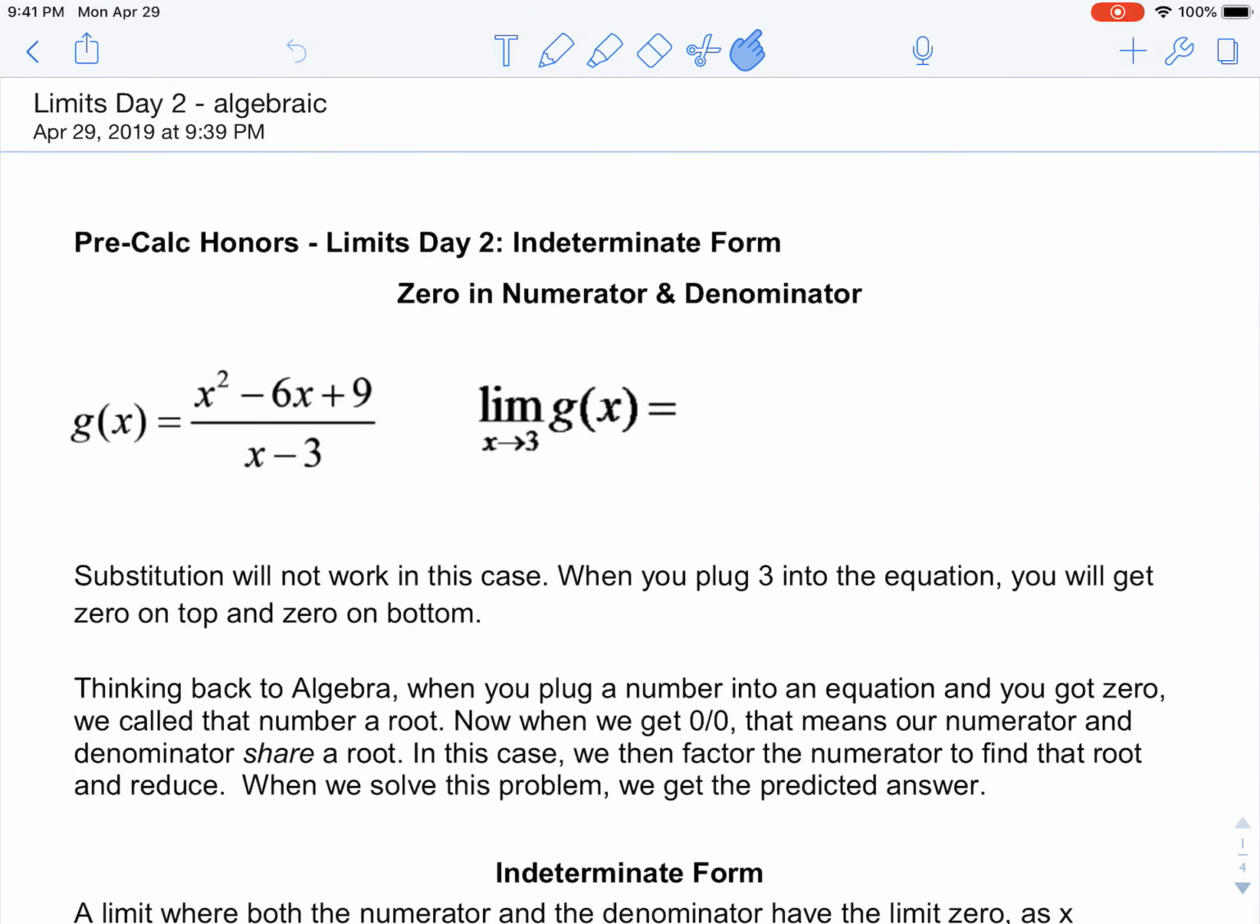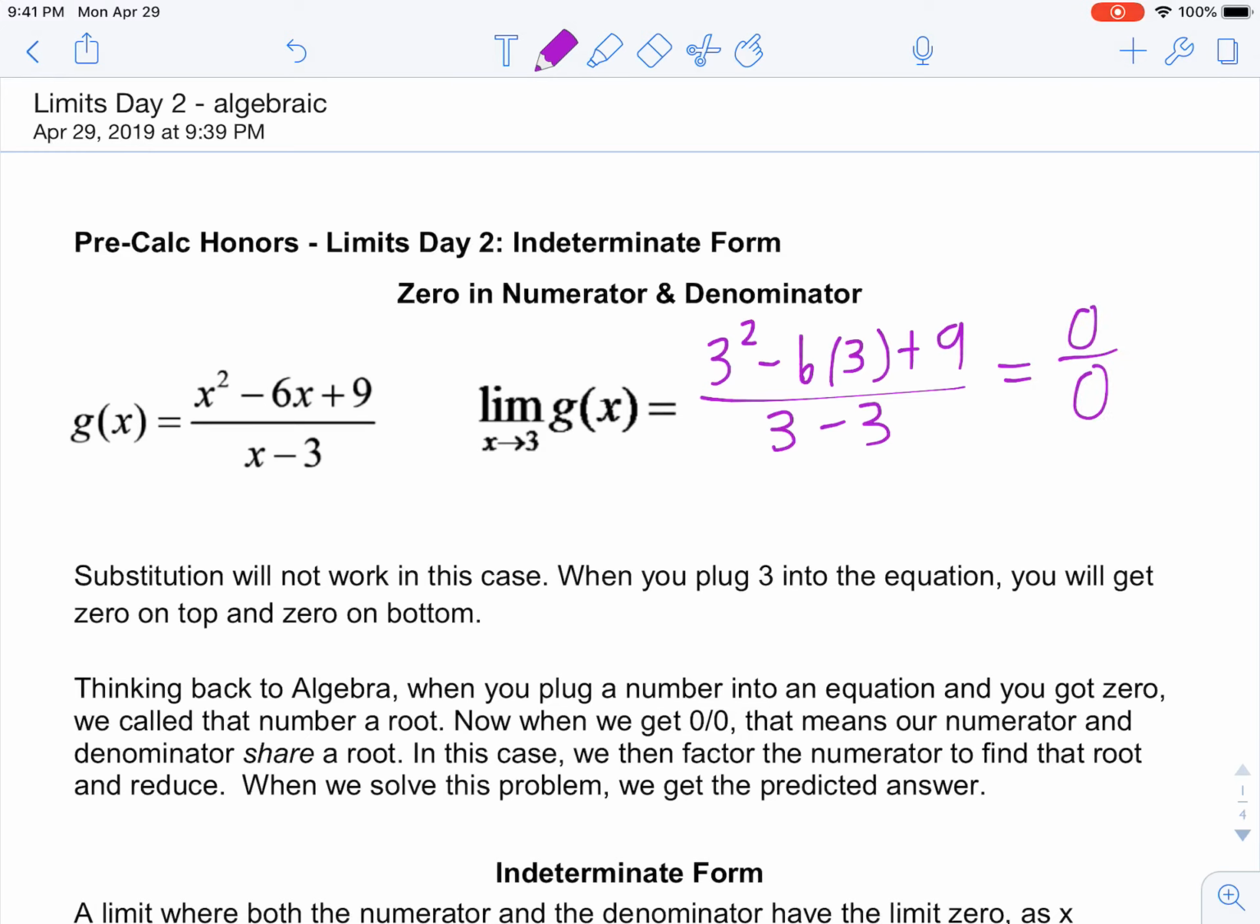Okay, so this is limits day 2, indeterminate form. The indeterminate form is when you have a 0 in your numerator and denominator. So if we look at our function g of x over here, if you sub in a 3, you get 3 squared minus 6 times 3 plus 9 over 3 minus 3. That will give you 0 in your numerator, 0 in the denominator, which is indeterminate. So substitution, the direct sub is not going to work in this case.